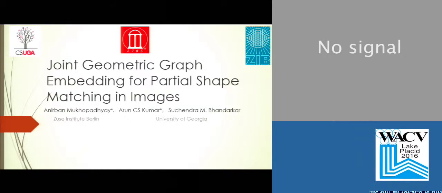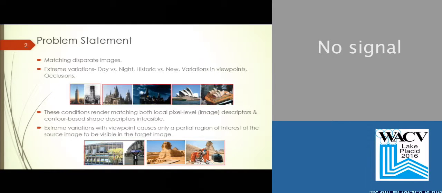Good evening, everyone. In our paper, we address the problem of matching shapes or regions across disparate images, by which I mean images with extreme variability in viewing conditions. Image matching using shapes or pixel level features is one of the oldest and well explored problems in the field of computer vision. And there is ample literature in image matching, from pixel based descriptors like SIFT, SURF, and geometric blur, to shape based descriptors like contours.